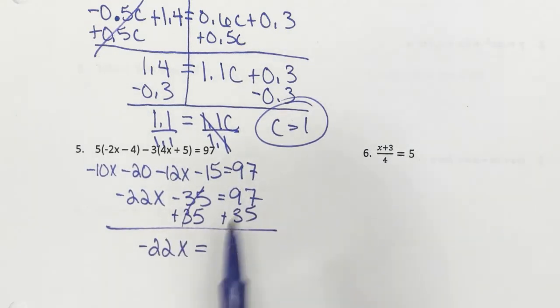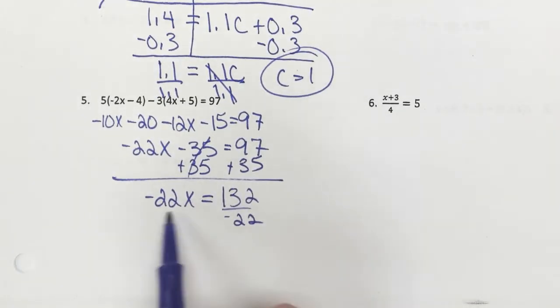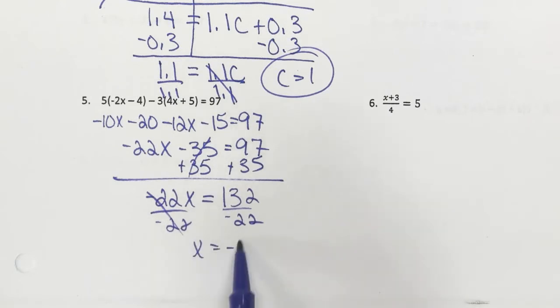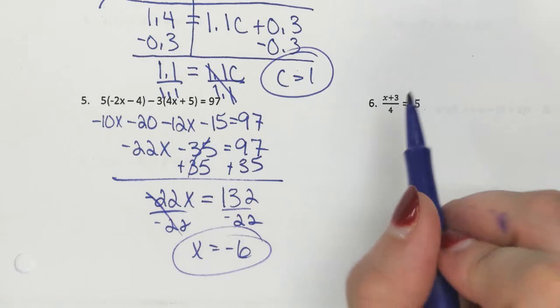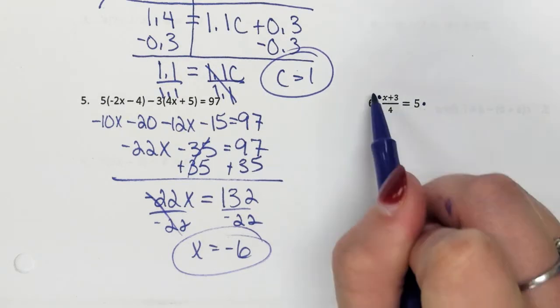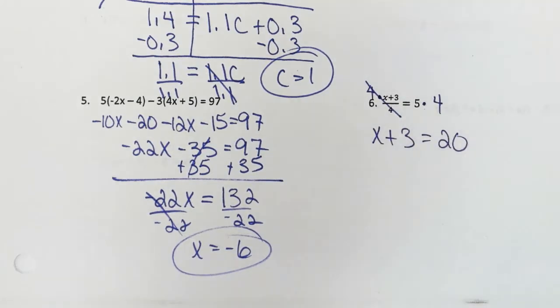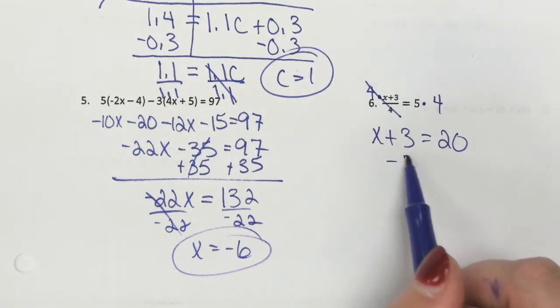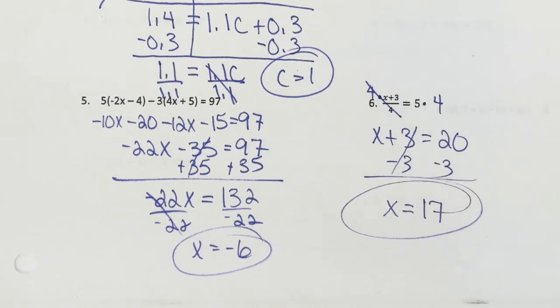All right, did y'all get -6 for number 5? Let's see, this should be 132. Y'all okay? Yeah? No? Still working on 6? All right, number 6, what would I do first? Multiply by how much? 4. There you go. So I got x plus 3 equals 20. All right, minus that 3. What'd you get as your answer? Perfect.